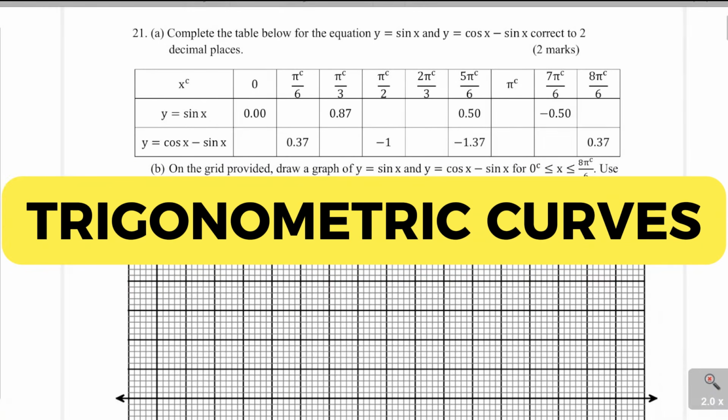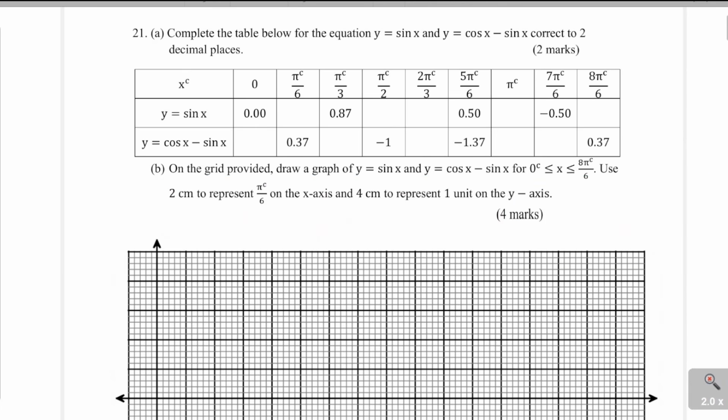Question 21, part A. Complete the table below for the equation y is equal to sine x and y is equal to cosine of x minus sine x, correct to 2 decimal places, 2 marks. So you're supposed to complete this table correct to 2 decimal places. You can see the angles are given in terms of pi radians. That one should not worry you. Just need to know the equivalent angles in degrees.